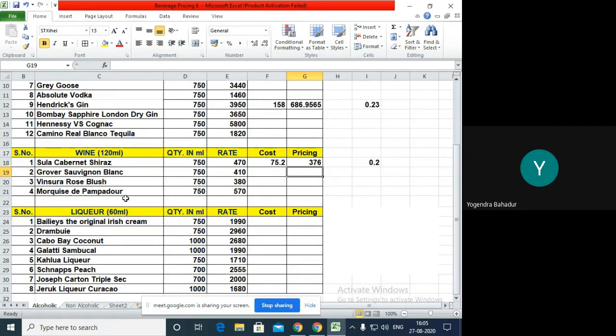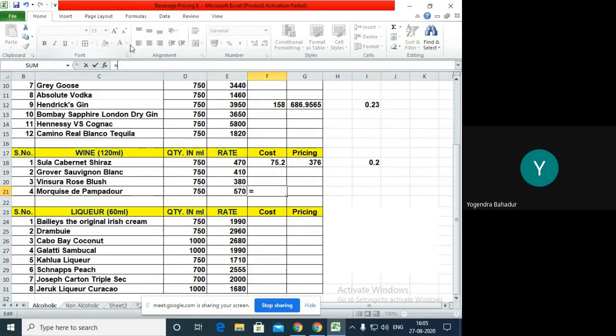So in this case of sparkling wine, we will not take the quantity as 120 ml. Rather, we are serving directly by the bottle only, so we will take the quantity of the full bottle. In order to find the cost price of this particular sparkling wine, again the equal to sign will be there.